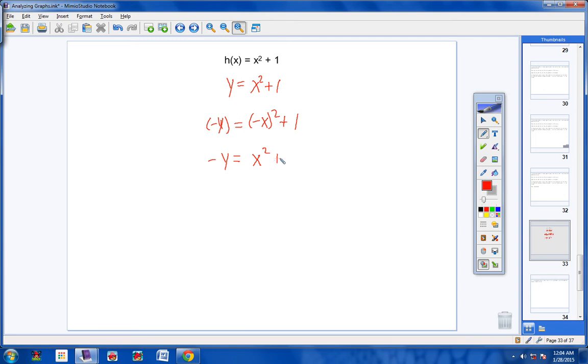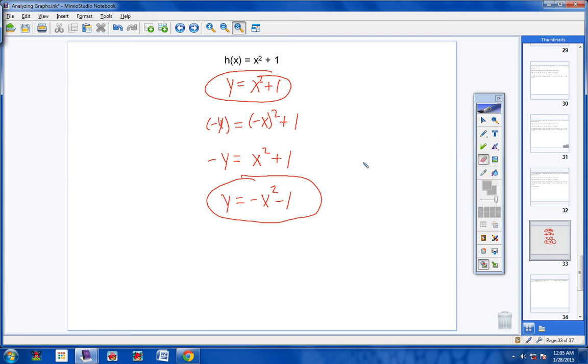Now, y is not by itself. Go through and change all the signs. Now, is y all by itself? Yes. Does this function here match this function here identically? No, it does not. So we know that we do not have origin symmetry.